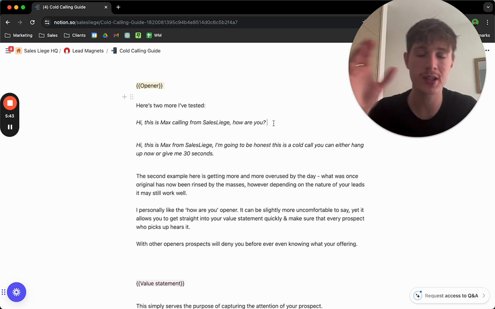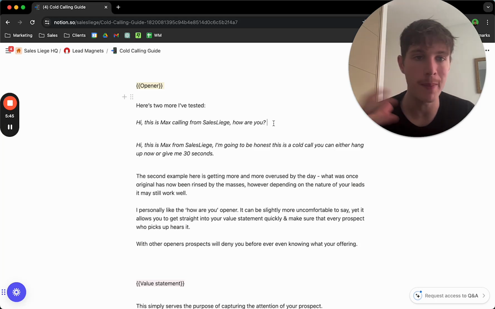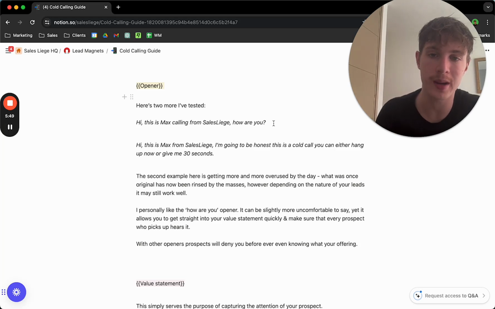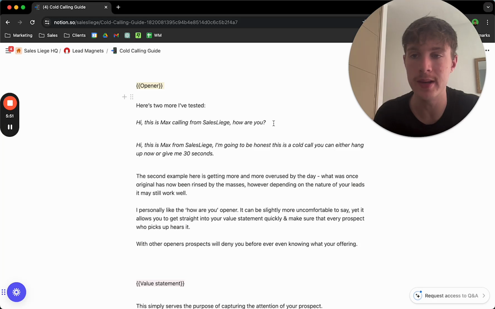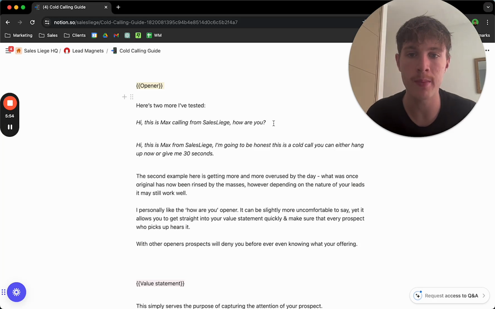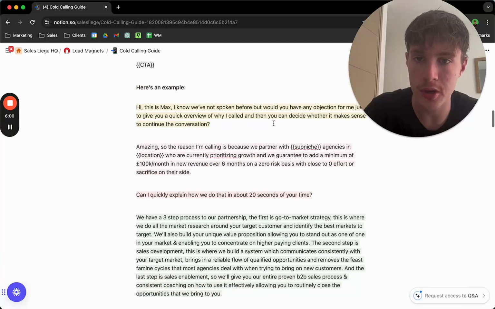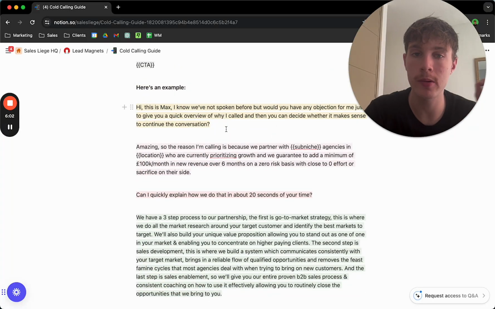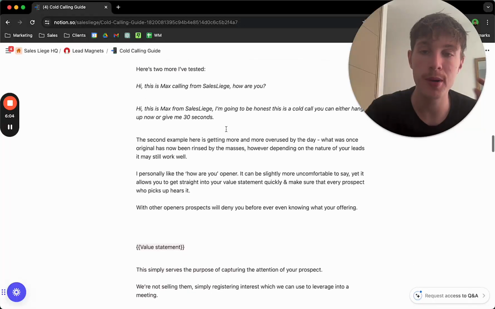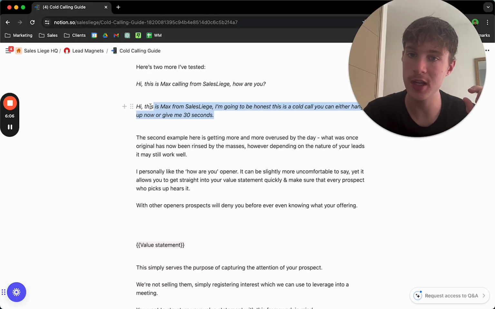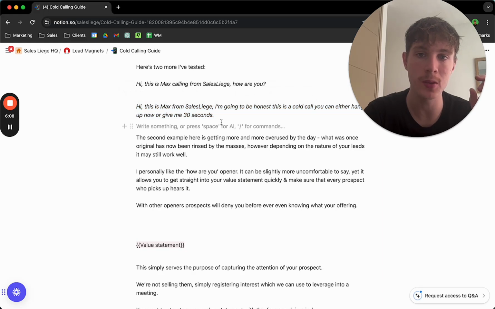The second one is a permission-based opener, which is kind of like a pattern interrupt with the 30 seconds, and it's getting more overused. Prospects are getting used to it, especially in the B2B sector. Depending on what niche you're in, it might be less overused, but may still work well. I personally like the "how are you" opener, and also this one: "I know I've not spoken before, but would you have any objection," etc. Because it feels natural to me. If this feels natural to you and it's working, then why not use it?